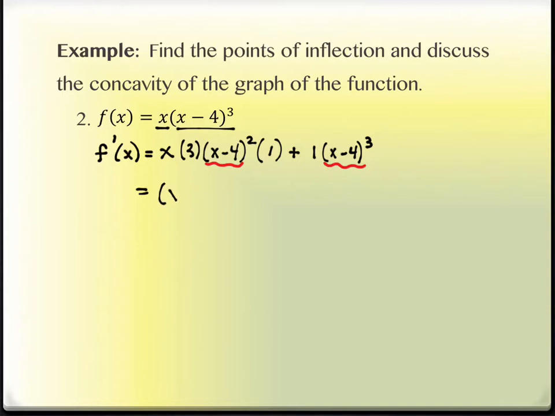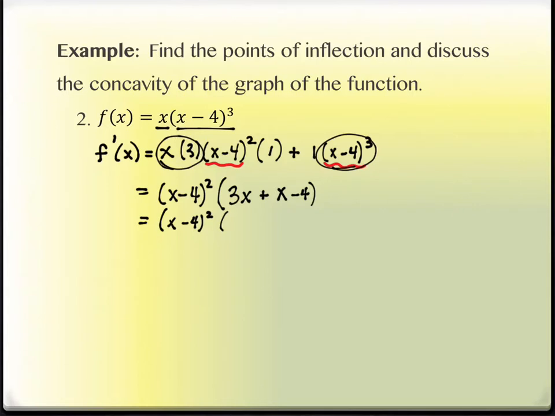I'm going to rewrite this so that I have x minus 4 squared out in front. And if I do that, then I'm going to have these 2 pieces left, so that's 3x. And I'm going to have one of these left. So that's plus x minus 4. Is that okay? Those are the pieces that remain after I factor out the x minus 4 squared. And there's really no reason not to clean up one tiny little bit more, and that would be to recognize that this is 4x minus 4. Okay, so far so good?